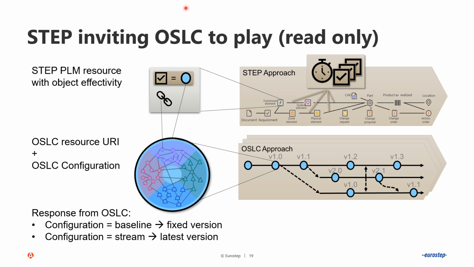The external item has an object effectivity which points to the OSLC configuration management, and then it also has a resource URI. So if the configuration happened to be a baseline, then the same version is always returned when the information is requested from the OSLC based environment. If the OSLC configuration was a stream, on the other hand, then the latest version is returned.